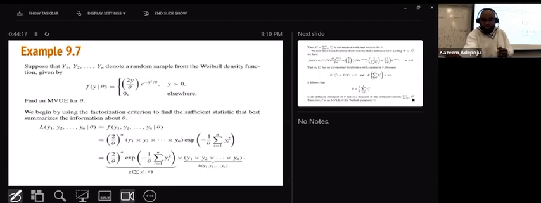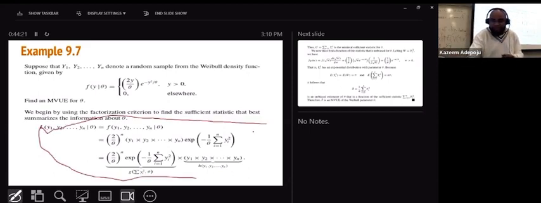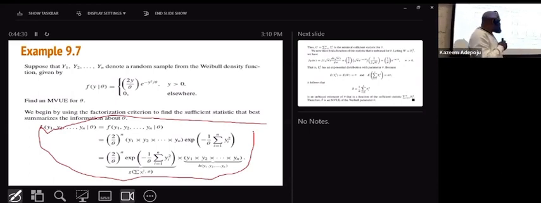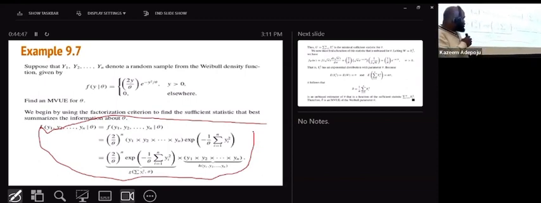This is super easy. We've done this before, where when you have a distribution, you get the likelihood of the distribution, then you factorize it into two in such a way that one is going to contain the parameter and the other one is not going to contain the parameter. Now we have succeeded in doing that here. Take a look at that. This doesn't contain the parameter. This contains the parameter. We split the likelihood function of this distribution into two.